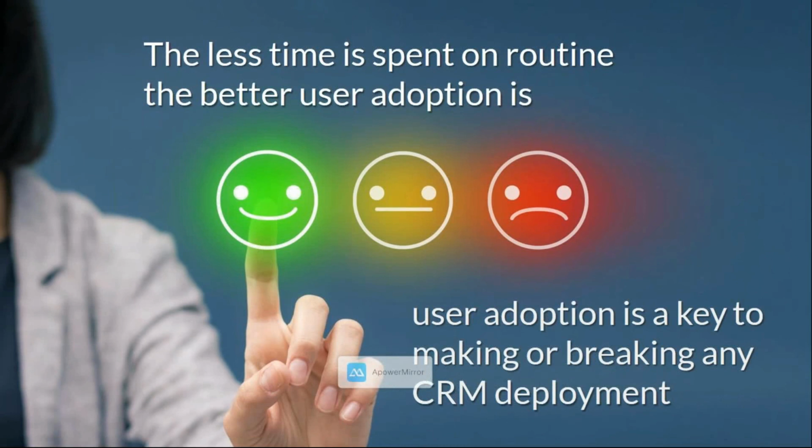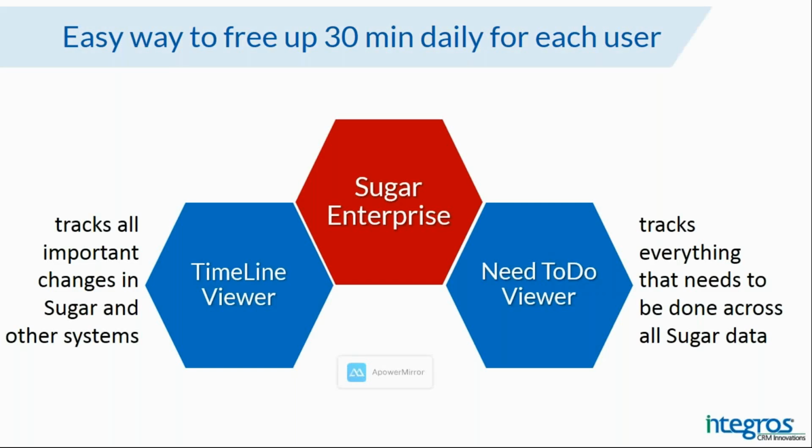By the way, during this presentation we used nothing else but just 2 add-ons to regular Sugar Enterprise. That is Timeline Viewer, to track all important changes in Sugar and other systems as well. You remember those delivery issues and scoring, excellent scoring. And Need to Do Viewer, to track everything that needs to be done across all Sugar data.